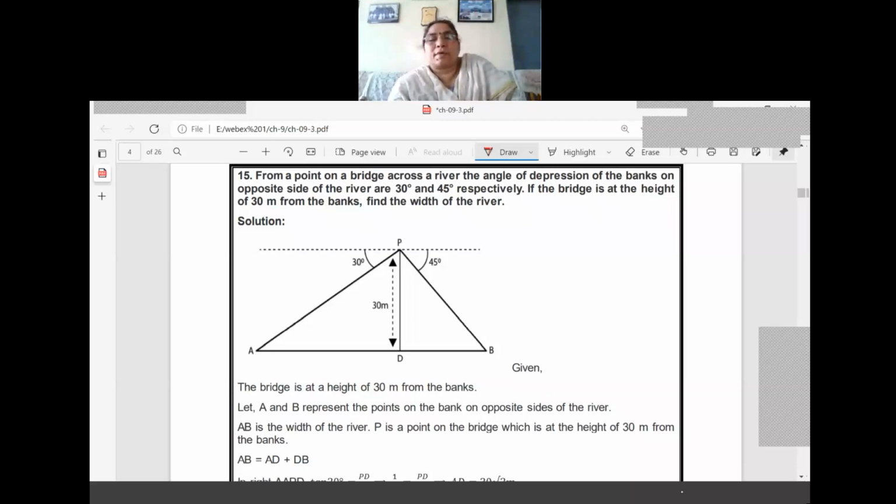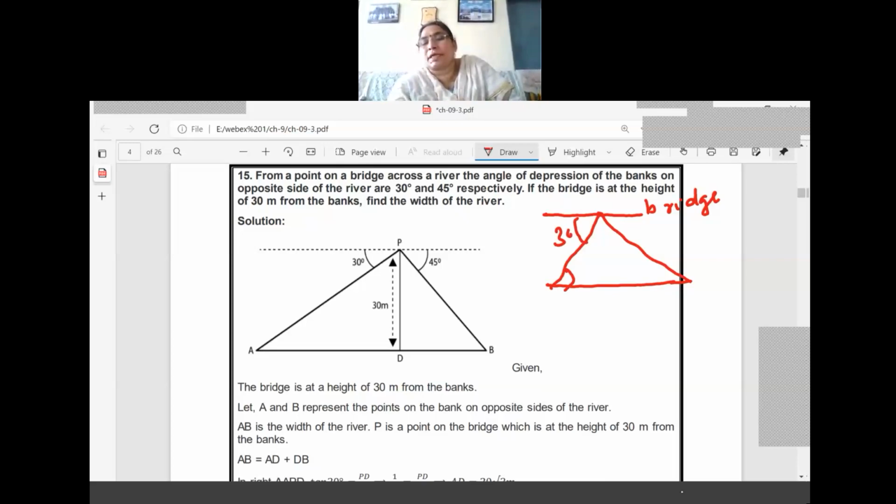So first we will draw the diagram. Now the point is on the bridge. From this, the angles of depression are 30 degrees. From this point, at one end of the river we will have an angle of depression, and at the other end also. To mark the angle of depression, what is the first condition? We should draw the horizontal line. So this side it is 30, which means here also we should write 30 only. Next, here 45 means here also 45 only.